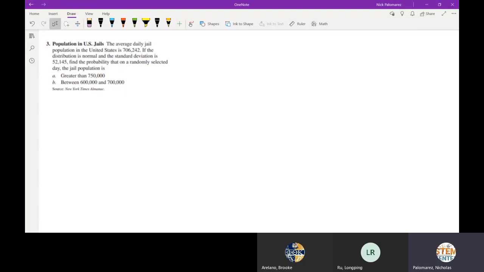All right, here we are with problem number 3 from section 6.2 in statistics, the population of U.S. jails. It says here the average daily jail population in the United States is 706,242. So we're already given one piece of information, and that piece of information is an average. So we can write that off to the side that our mu, our average, is 706,242. We're also given the distribution as normal, and the standard deviation is 52,145.